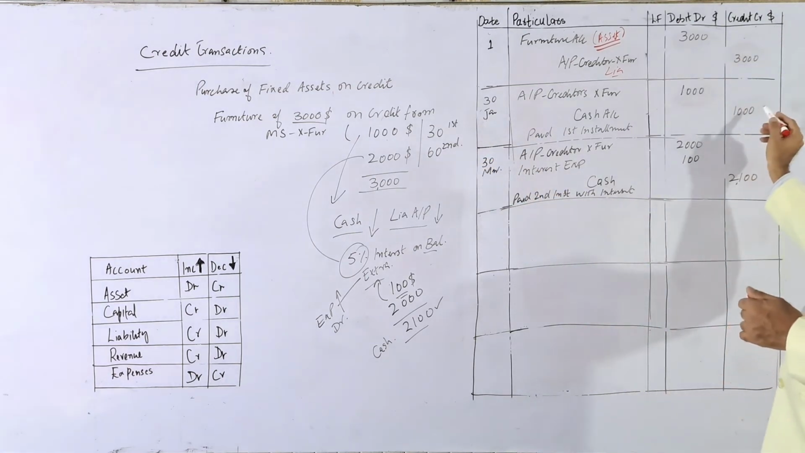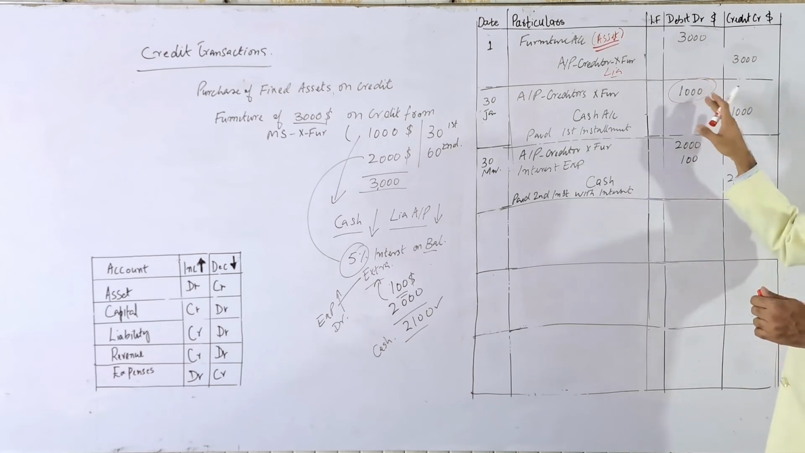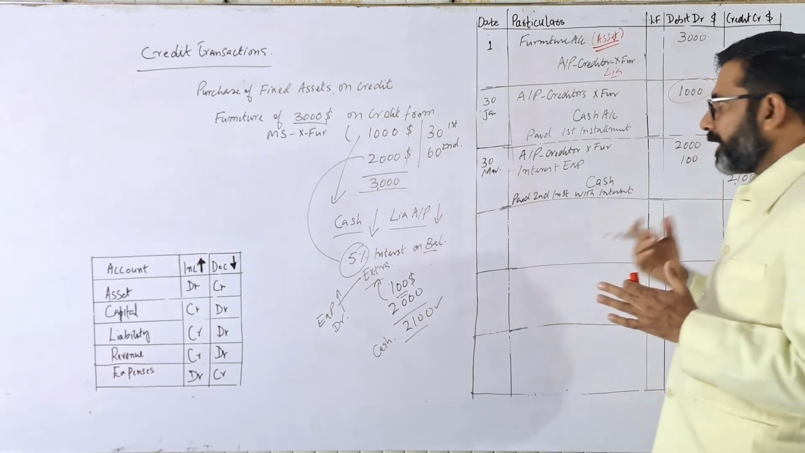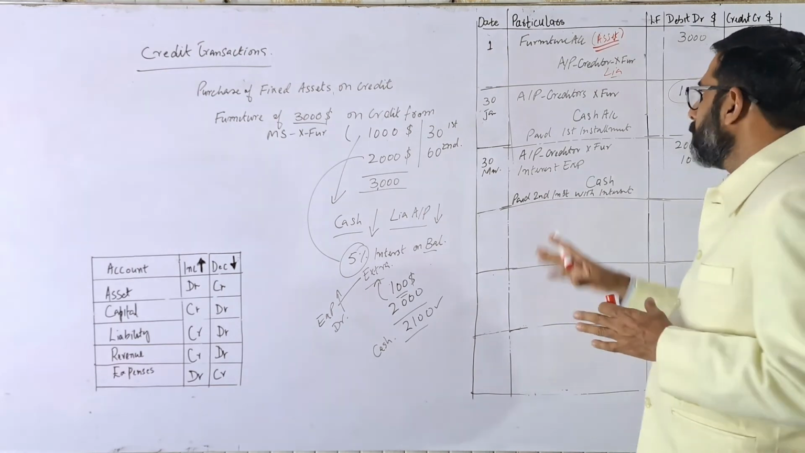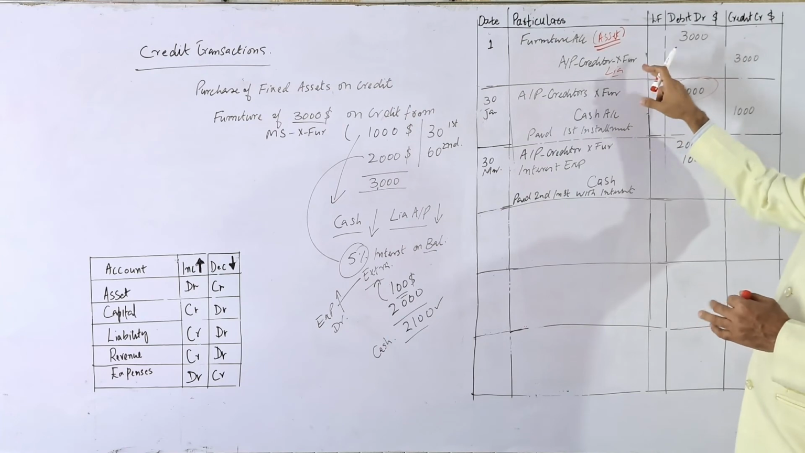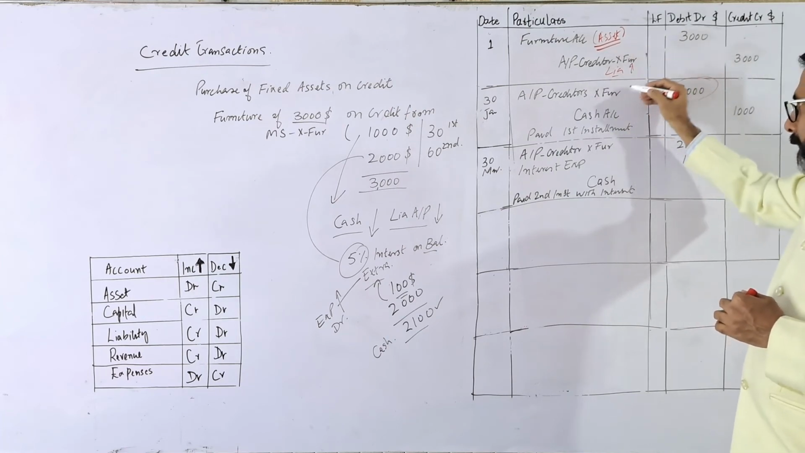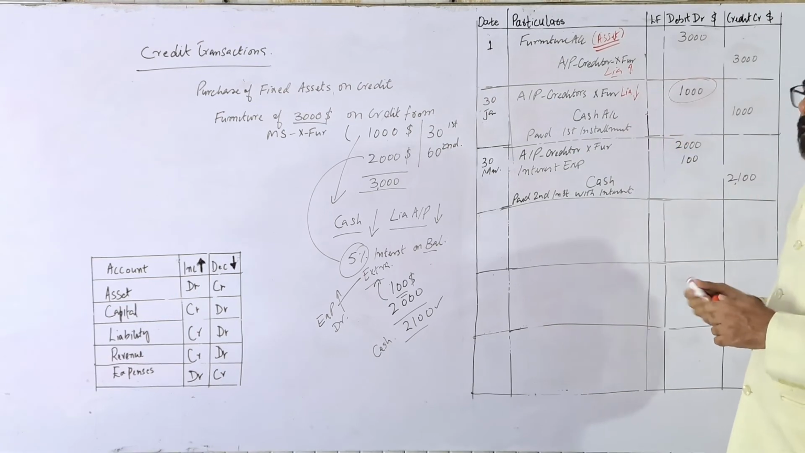For the first installment, you have paid $1,000 and your liability is reducing. The first installment is paid in the form of cash without any interest. So cash is credited, and the account payable for the furniture, here it was credit and here it is debit. Here the liability is increasing and here the liability is decreasing.